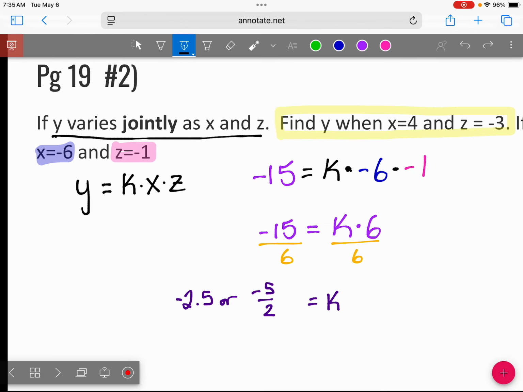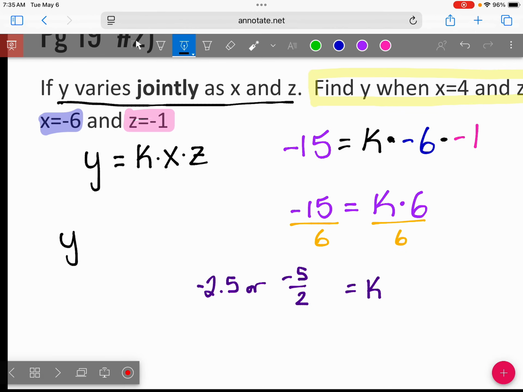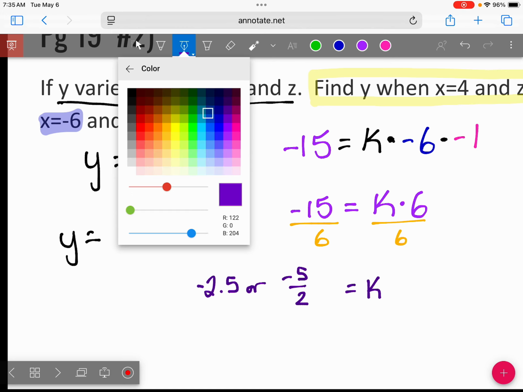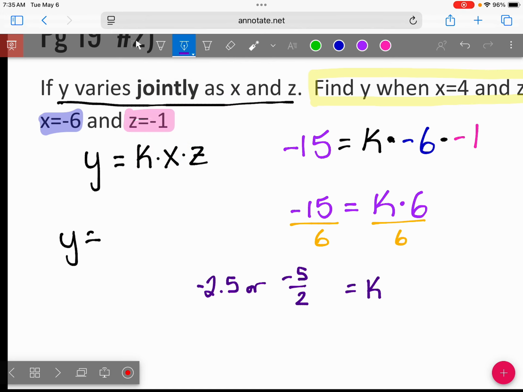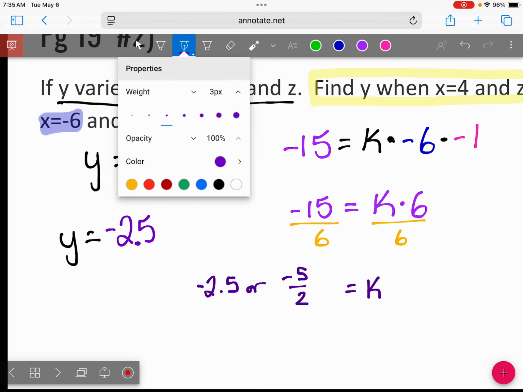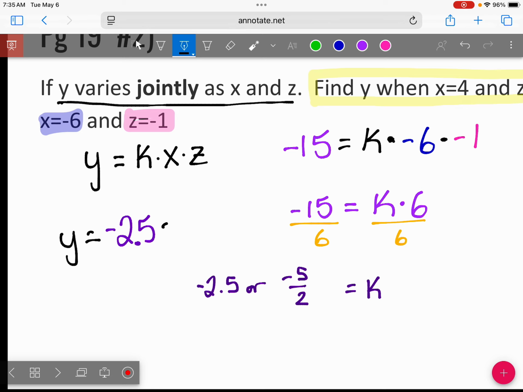So that tells me our equation, I know my k now. So y is going to equal whatever our k is, that negative 2.5, times both our x and our z.